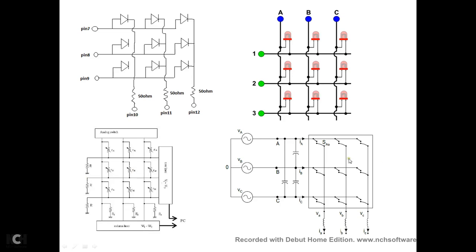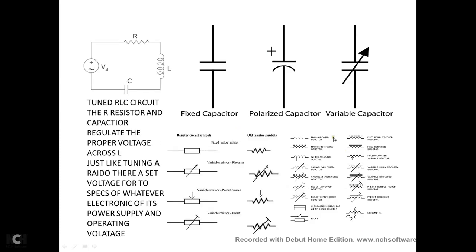This one has capacitors and breaks and voltages, biases. Up here is the voltage source going through a resistor and capacitor. There is a tuned RLC circuit. The resistor and capacitor regulate the proper voltage across the inductor.